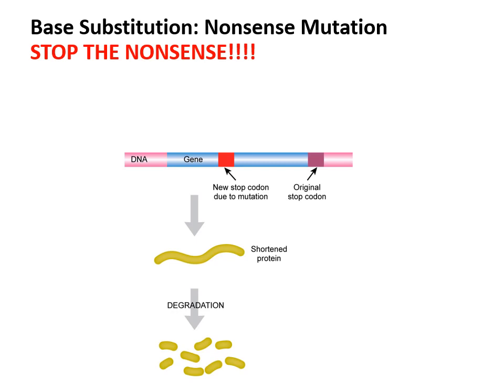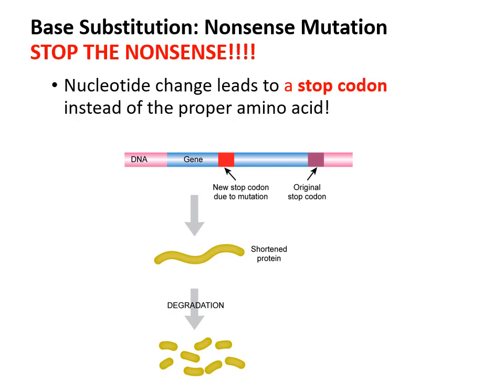And what I do for this one is I shout at the students, stop the nonsense. Okay, when you hear nonsense mutation, think stop the nonsense. Because what happens with this one, the new sequence change leads to a stop codon instead of an amino acid. Okay, so a missense mutation led to a different amino acid. A nonsense mutation leads to a stop codon.